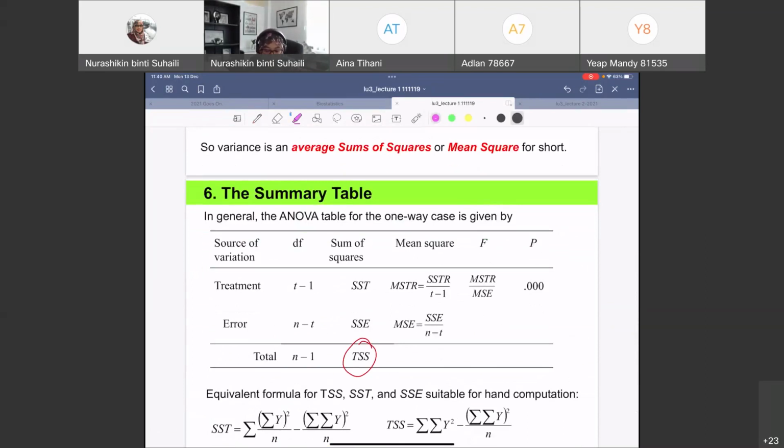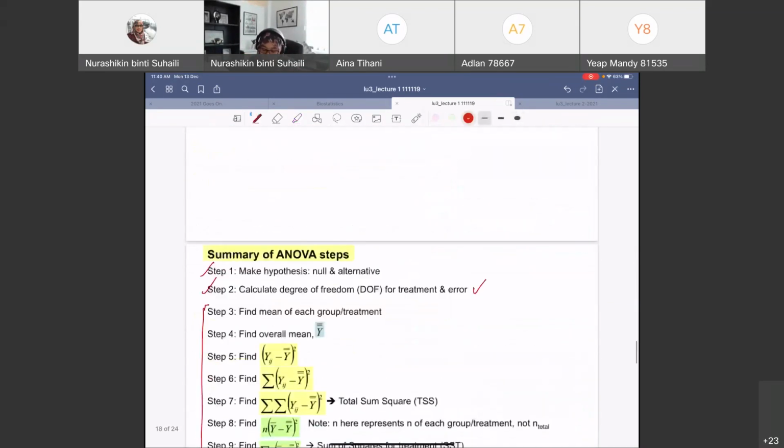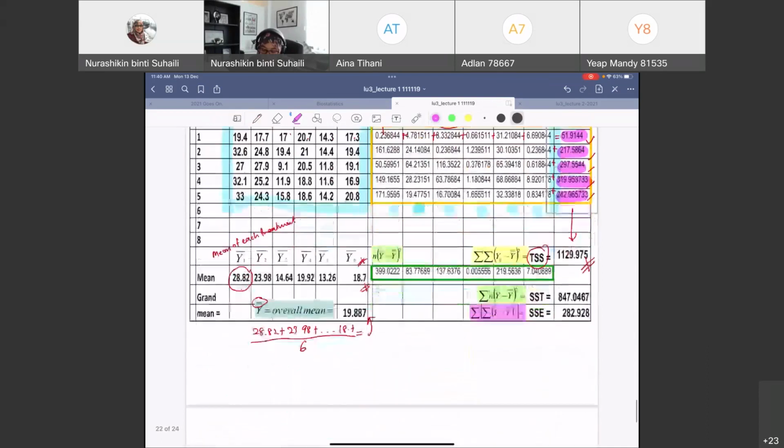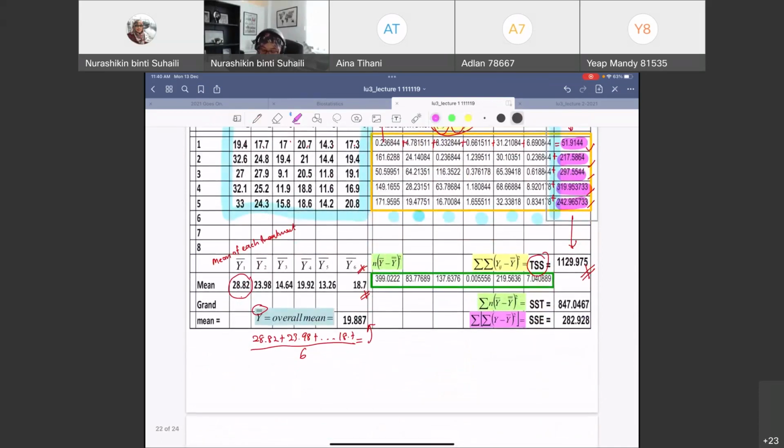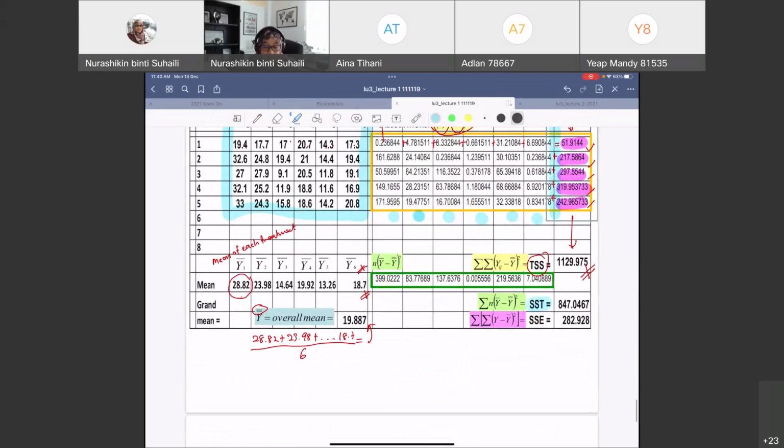So if you see, we have solved this one, we have solved this, we have solved this. So in order to solve TSSE, there are two other steps. TSS, okay. So what was next? The next thing that you have to find out is SST. Okay, so how to find SST? So this is the formula.